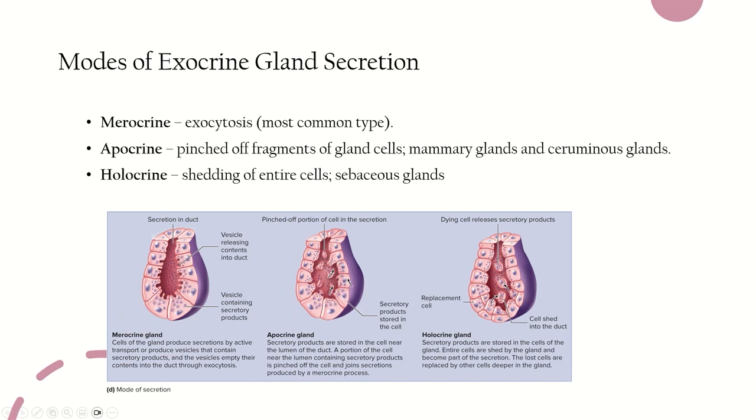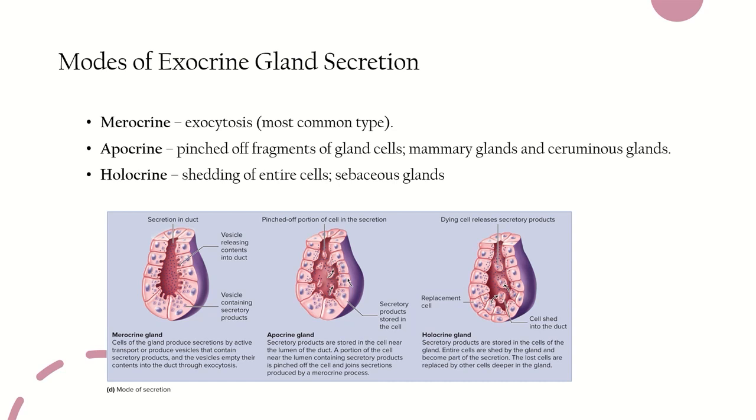Now, for exocrine glands, you could have merocrine glands, which exocytose, and that is the most common. They use exocytosis to ship the products out. You could have apocrine glands, where they actually pinch off a fragment of the cell. This is slightly different from exocytosis, remember, because in exocytosis you package in membrane-bound vesicles and ship out, whereas with apocrine glands you're actually pinching off fragments of the cells themselves and sending that out. Like mammary glands and seromucous glands.